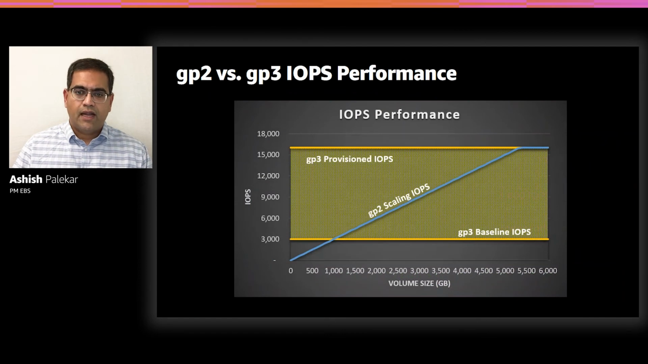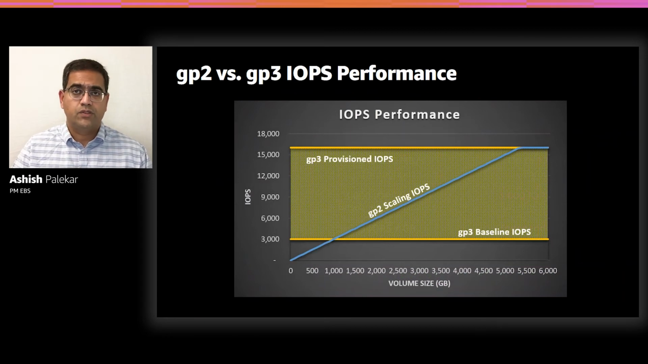When you look at it on a graph, here's what it looks like. So GP3 gives you 3,000 IOPS up to 125 megabytes per second of baseline throughput. And then instead of having linear scaling of IOPS across the range, you can provision IOPS up to 16,000. So both GP2 and GP3 have the same peak, but you have the flexibility of provisioning 16,000 IOPS no matter what the capacity of the volume.